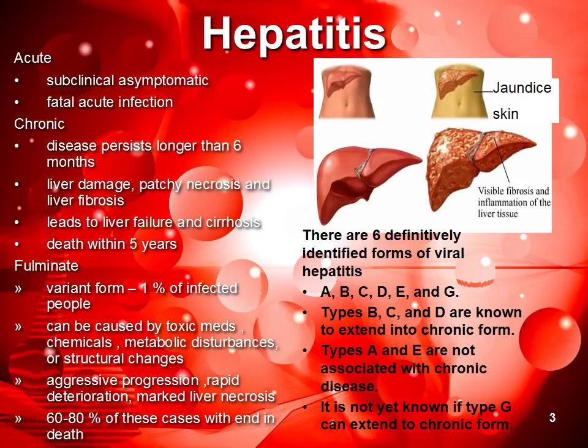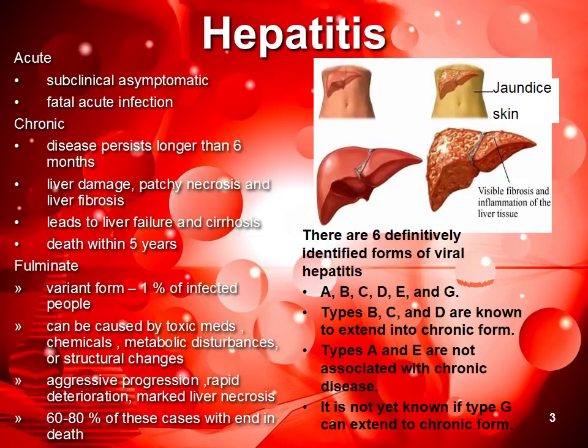Viral hepatitis is usually caused by RNA or DNA viruses, but it can also be caused by other viruses such as Epstein-Barr, yellow fever, herpes simplex, varicella zoster, and cytomegalovirus. However, those other causes are rare and are usually considered separate disorders.